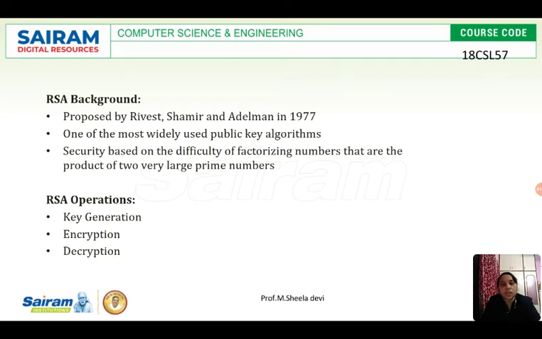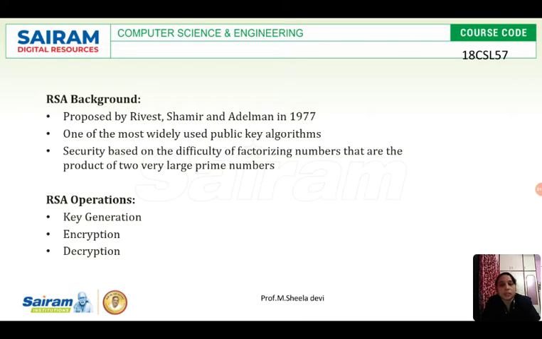Why it is commonly used is that it provides more security. The advantage is that, since it involves two large numbers, factorization is difficult. That's why we say the RSA algorithm gives more security. The three operations involved are key generation, encryption, and decryption.